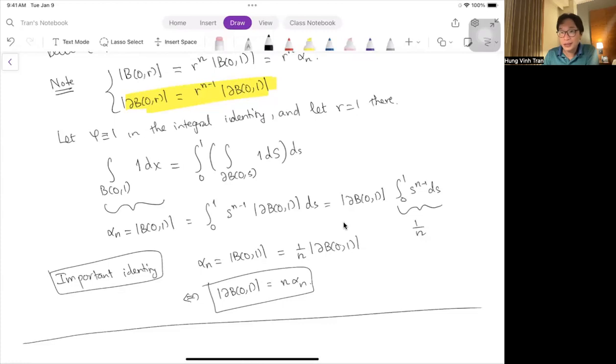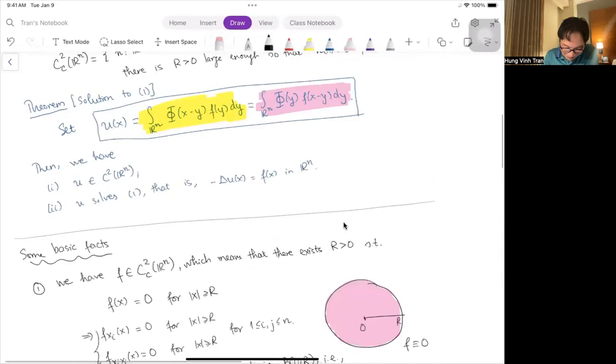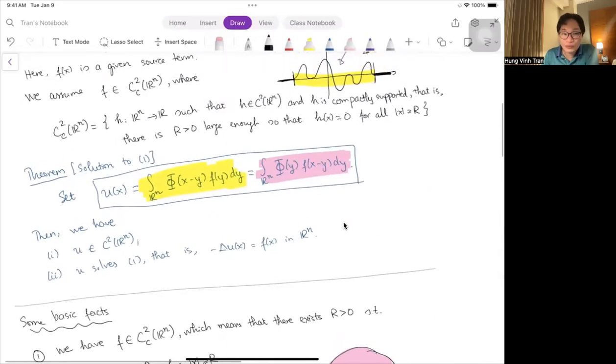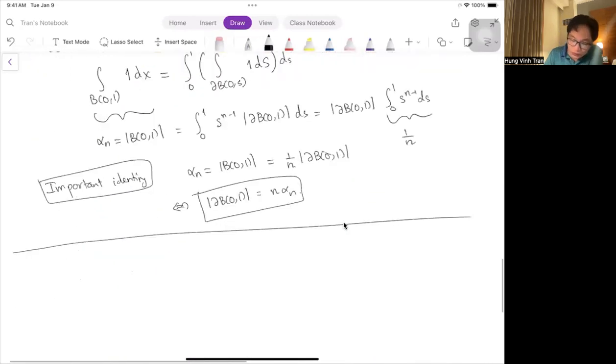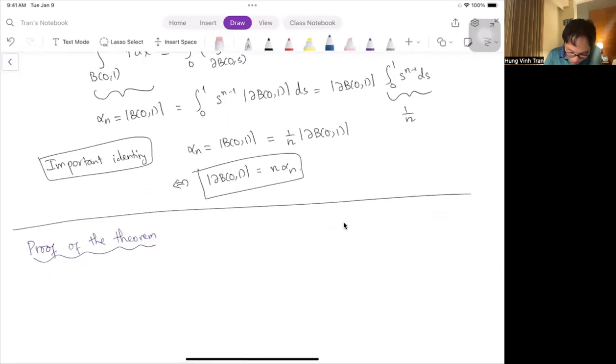With a lot of preparations, we are now ready to come back to the main theorem, that we are solving the Poisson equation. I have spent quite some time telling you about 2 or 3 basic facts. Let's come back to prove the theorem. Let me recall the formula so that you don't forget. Proof of the theorem.